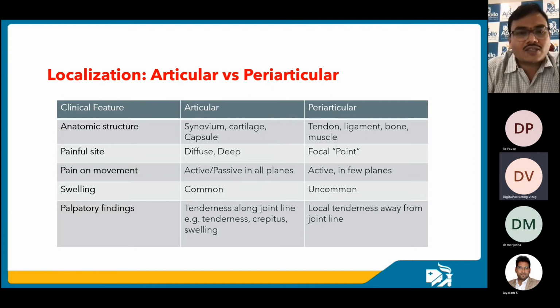And if you ask the patient to point with a finger, he can point at the specific site. But in case of an arthritis, he will try to show with this type of movement. He will totally cover the joint with both hands.